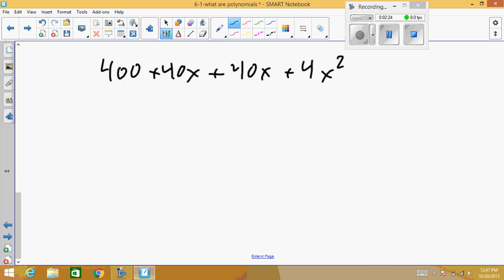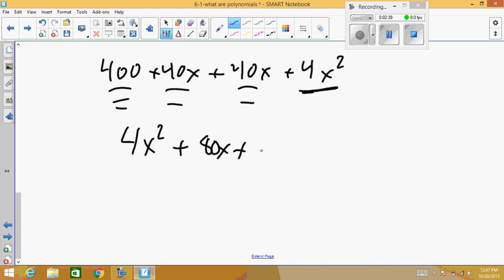I can combine some like terms. I should put this in standard form, so I look and I see, well, I've got x squared. That's my highest power, so that's going to go first. I've got 40x and 40x. Add those together, it gives me 80x. And finally, I've got my 400 on the end.